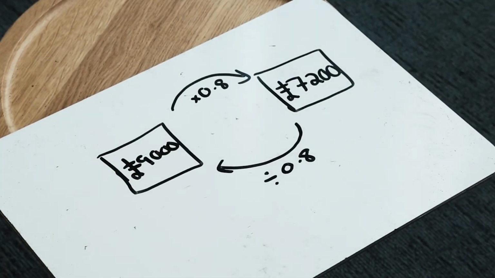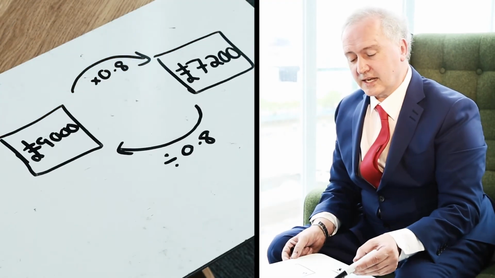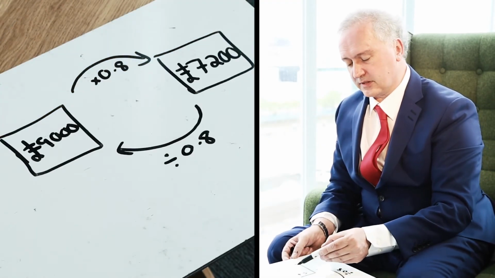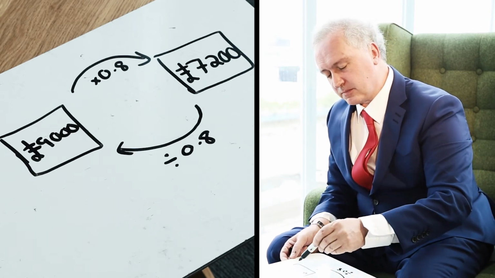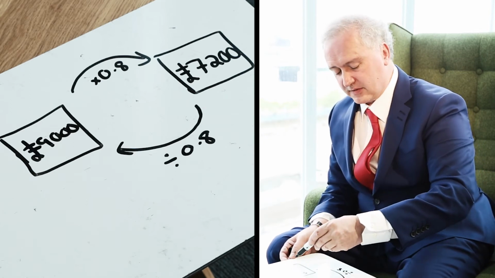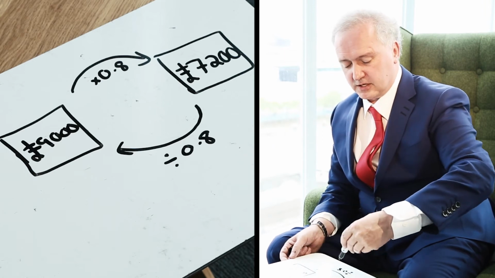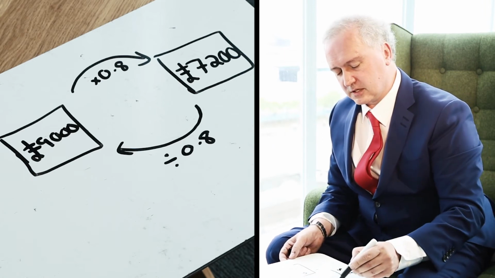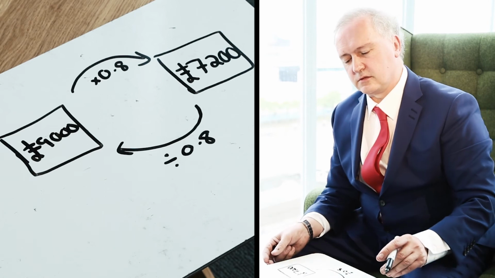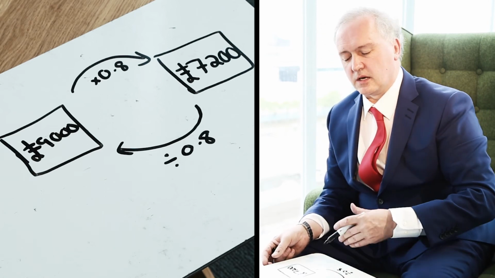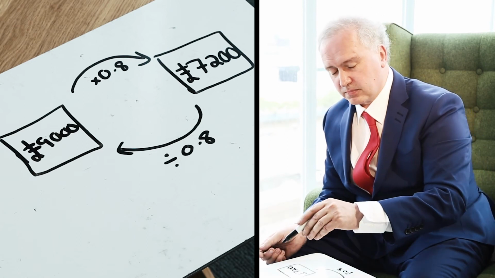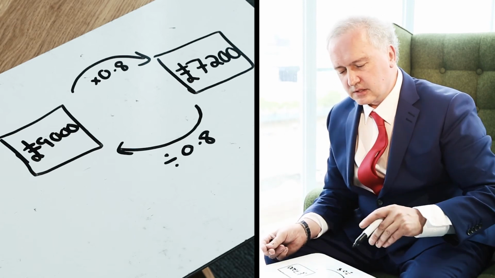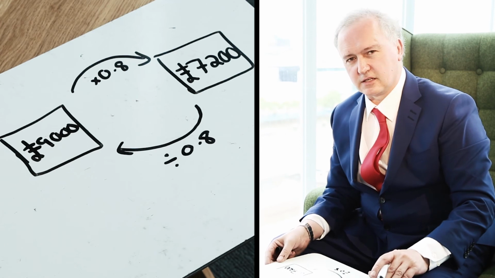So the original price was £9,000, it's sold for 80% of the original value, it's now worth £7,200, but by doing this empty box strategy, timesing by the multiplier 0.8, and then doing the opposite, dividing by 0.8, gives me the correct answer. So if a question like this comes up in the exam, a nice, clear, concise diagram with a multiplier effect and then working backwards is perhaps the best strategy to get the correct answer.